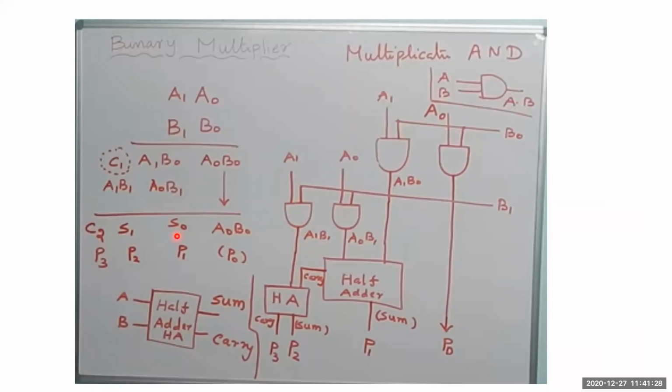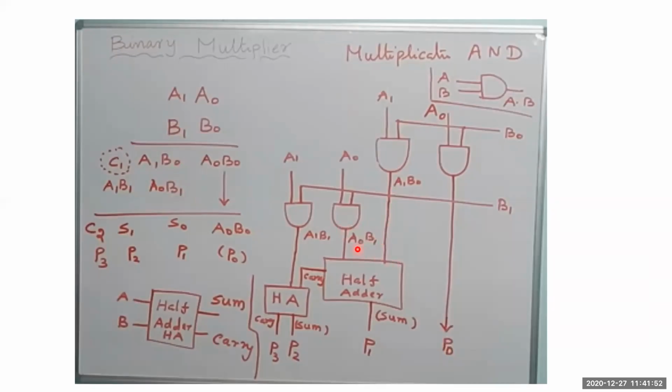Now I need to add all these things. The addition depends upon the adders. How does this work? The first output has come over here. This becomes my first partial product, the least significant bit of this output. Then these two outputs are given as inputs to the half adder.